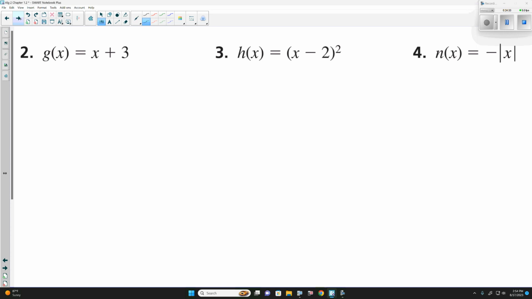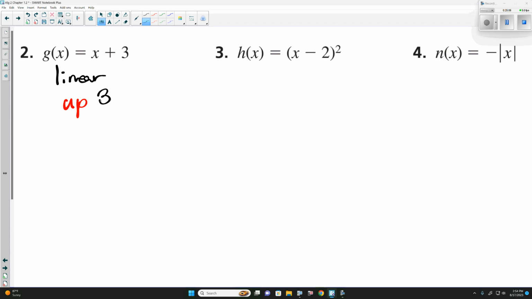Number 2. These here are just a combination of what we've done so far. So we have x plus 3. What type would this be? Linear. And how is it moving? Almost. 3 is right. Is it inside parentheses? So it would be up, down. In this case, it would be up 3.